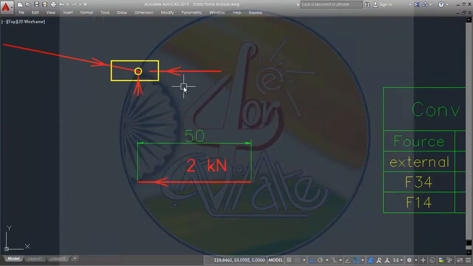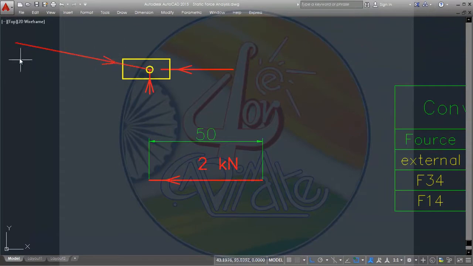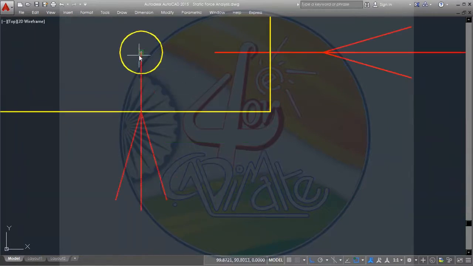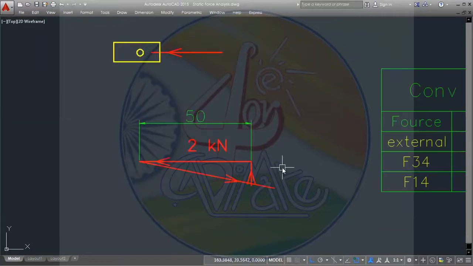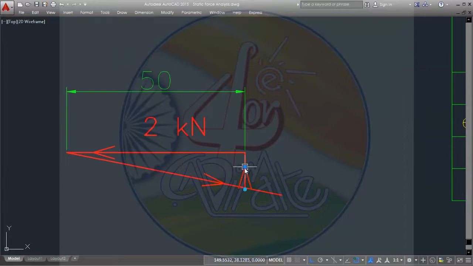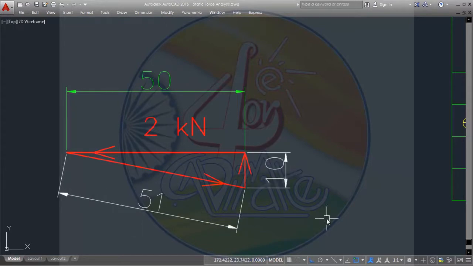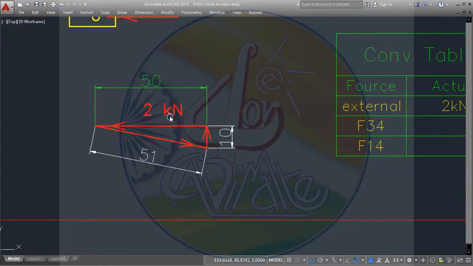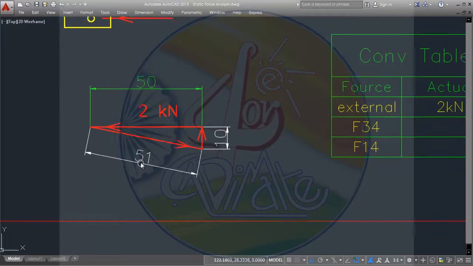Now we have to take this direction, right? So this direction should start at this point, correct? And this should start from here. It should complete the triangle. Fine. So this triangle should be completed. Now by measuring these lengths, you will get the forces. Fine. Now this one is 50, but it was actually 2 kilonewtons. Now this one is 51.